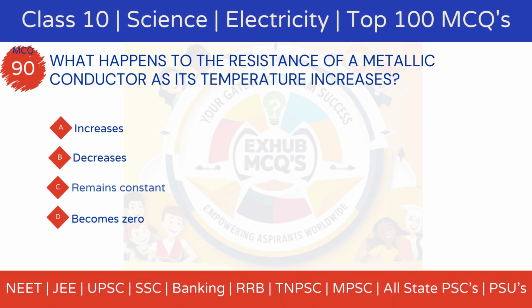MCQ 90. What happens to the resistance of a metallic conductor as its temperature increases? Option A, increases. Option B, decreases. Option C, remains constant. Option D, becomes 0.